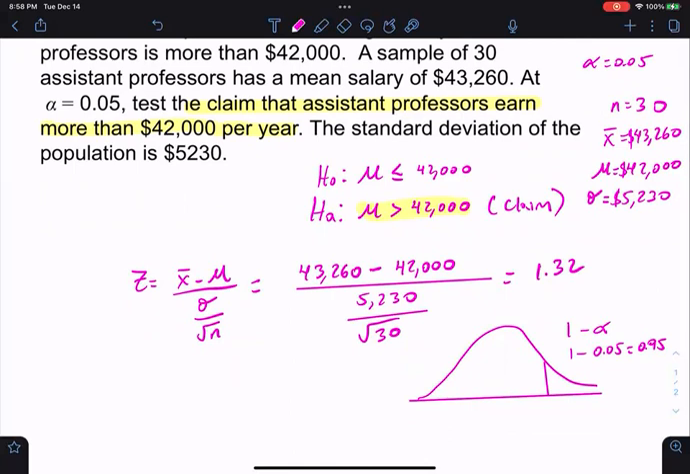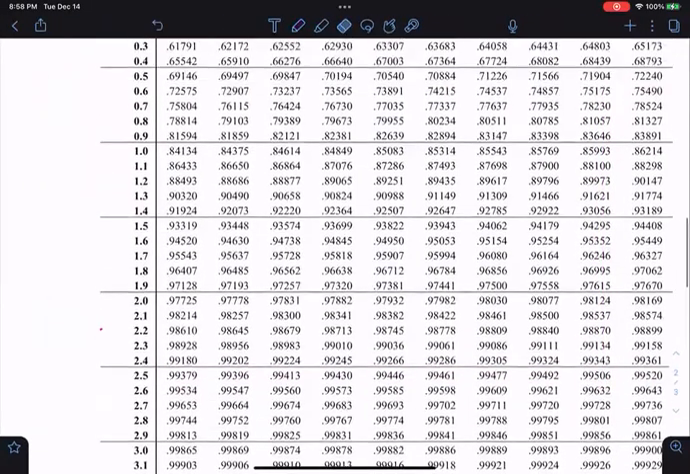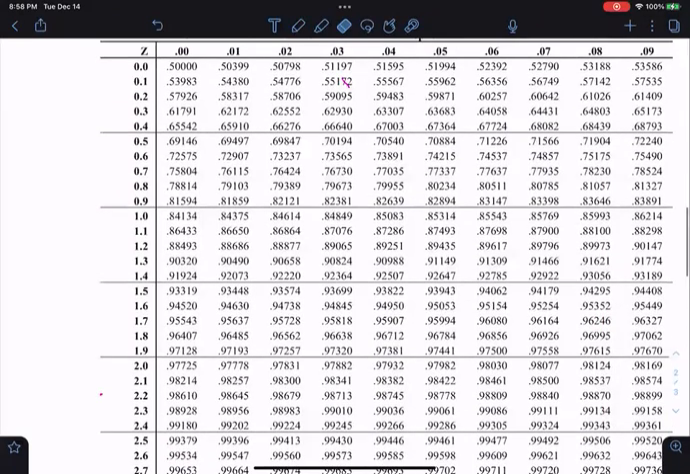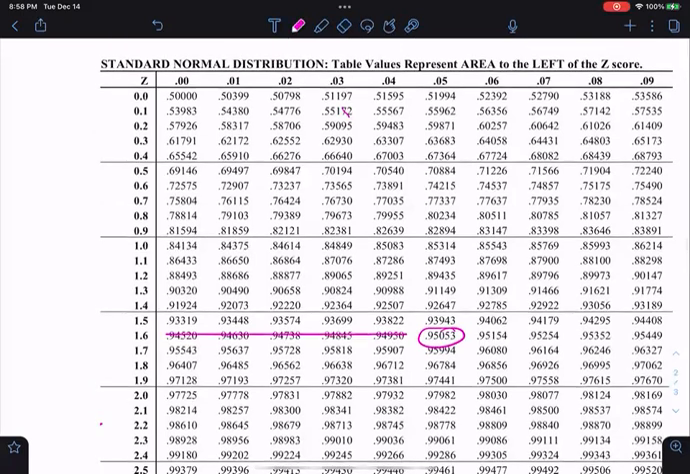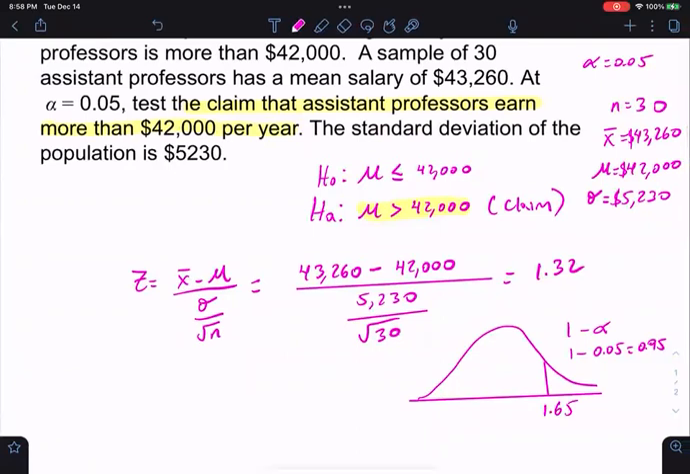Okay, so 0.95. Let's look at the table. Again, I know these things, but I'm just doing it for you to remember, okay? So you can see that clearly here, 1.65. So that's my critical Z value. So I need to compare this value with this value. Is this value in the rejection region or in the non-rejection region? So that's this 1.32, it's to the left of the 1.65, right? That should be here somewhere, right?